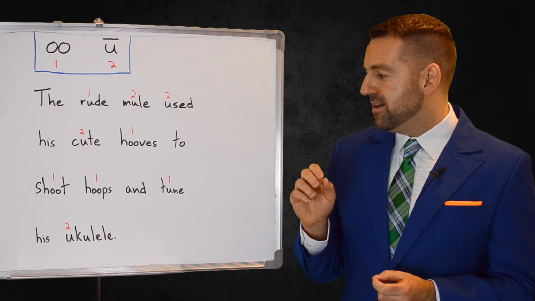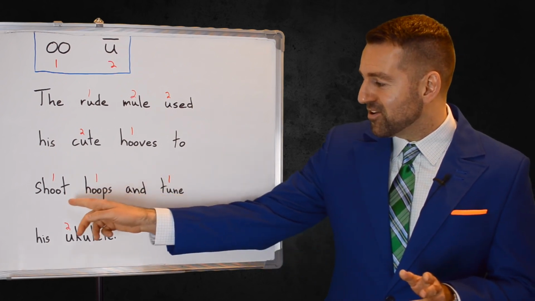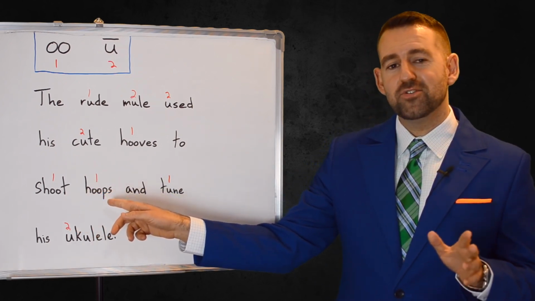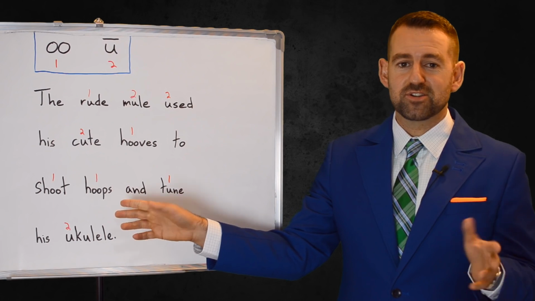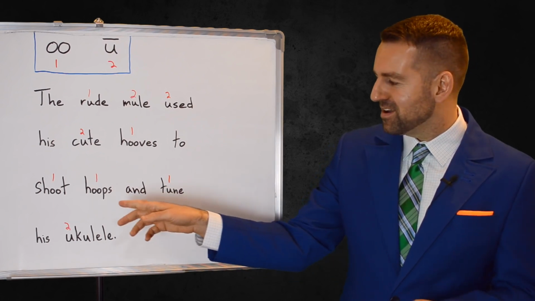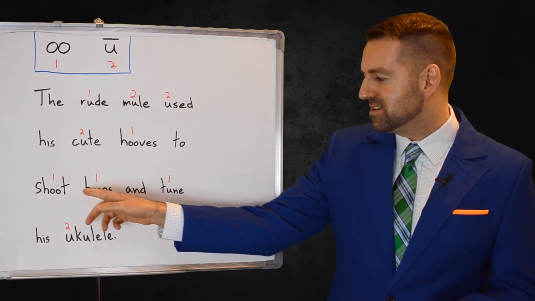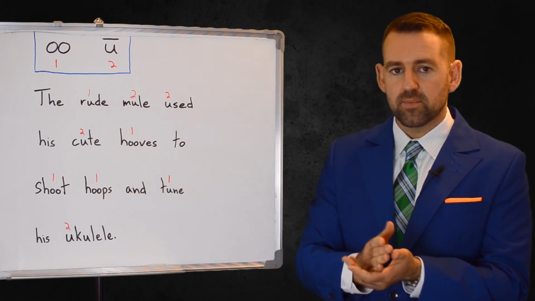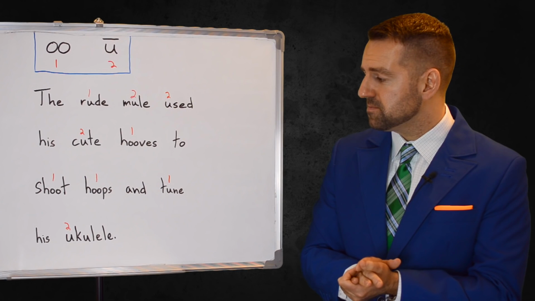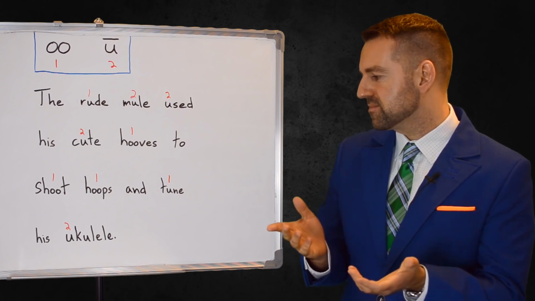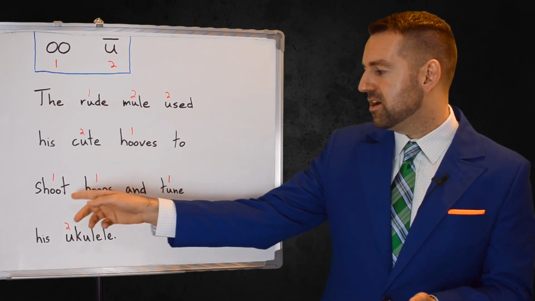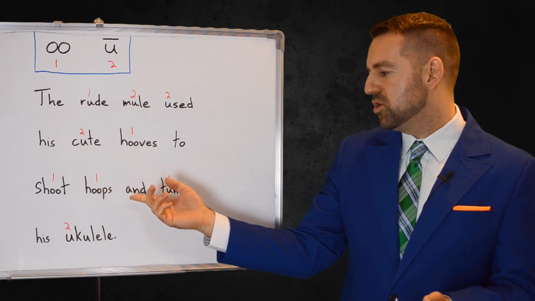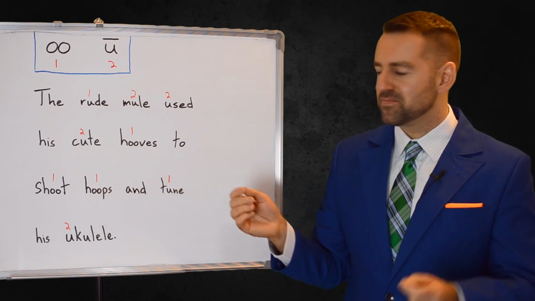All right. But you'll notice here are two exceptions to what I just said. Right? So this is a t and p. T, p. They both are not continuous. But it's still a long O. So shoot, hoops, that's English.